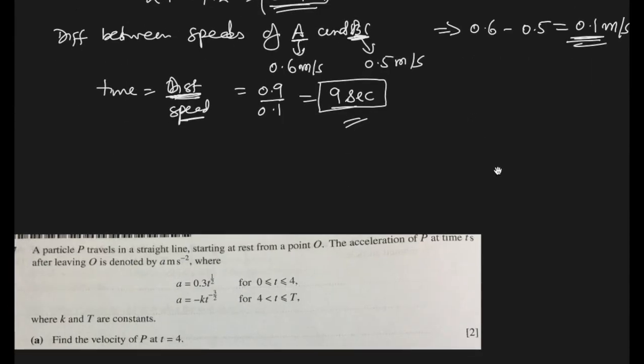Okay. Question number 7, hopefully the last question. A particle P travels in a straight line starting at rest from a point O. Okay, so this is point O and it is starting from rest. So V is 0 here. Of course, time is 0. It is starting from here. This is the relationship. That's what this line means. Starting from rest from point O. This is how we interpret this.